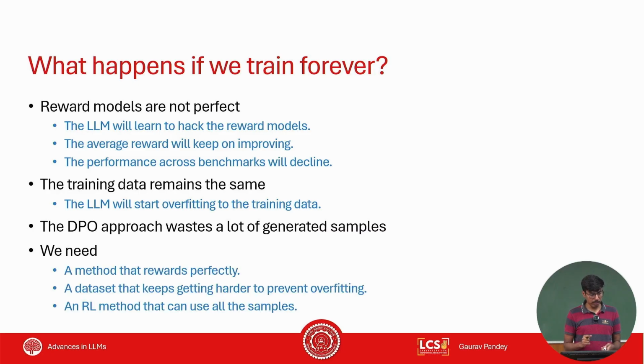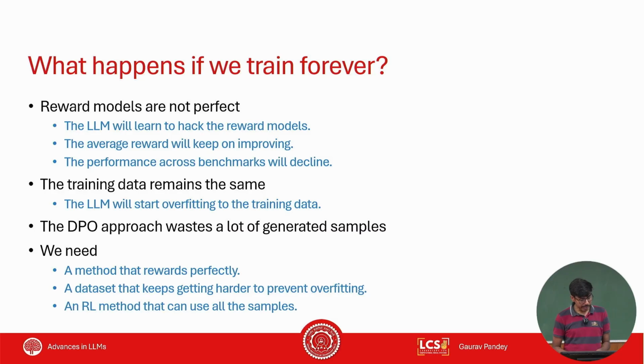So for the first one, reward models are not perfect. We have discussed this problem of reward hacking before. And one solution is, let's focus only on problems where you know that the reward model is going to be very good. The reward model is going to be exact. And that scenario is verifiable rewards.